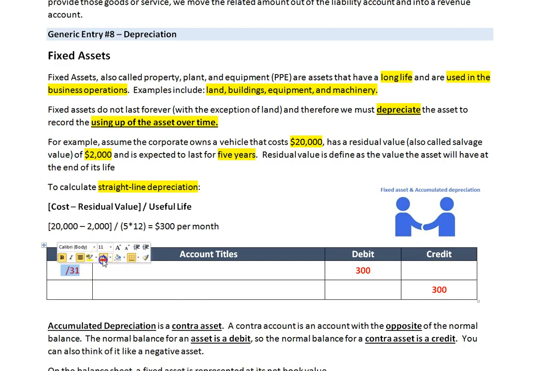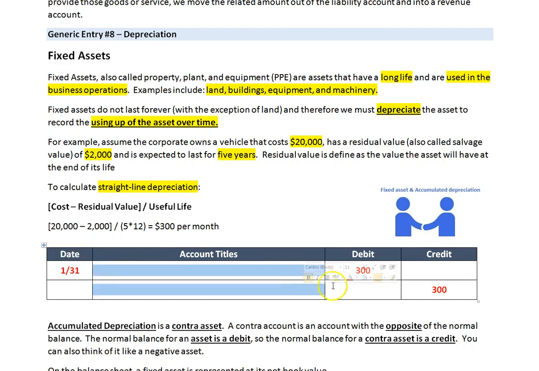Again, 131. All right, depreciation is always just two accounts: depreciation expense and accumulated depreciation. Depreciation expense and accumulated depreciation. That's always the adjusting entry for depreciation. It never changes. It's always depreciation expense, accumulated depreciation.